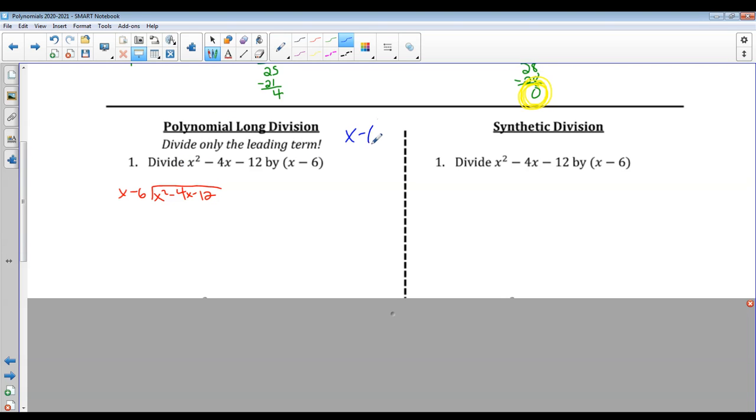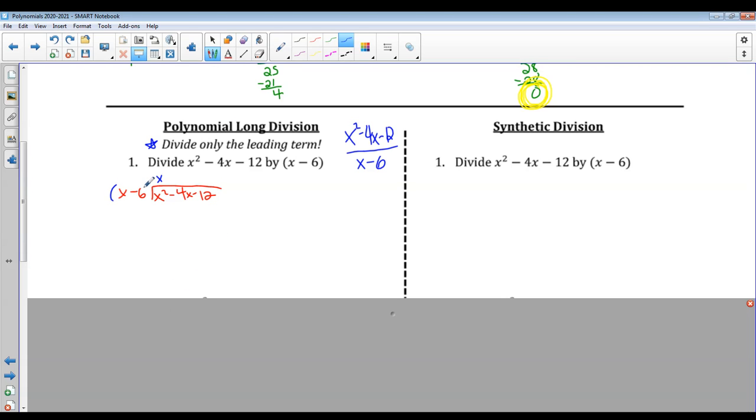Another way to look at this is this. Sorry, wrong way. Is this. x squared minus 4x minus 12 divided by x minus 6. So hold that thought for a second. Let's do it the long way. So what we do is we only divide the leading term. So we just say, how many times do we have to multiply x to get it to be an x squared? We have to multiply it exactly 1x times.